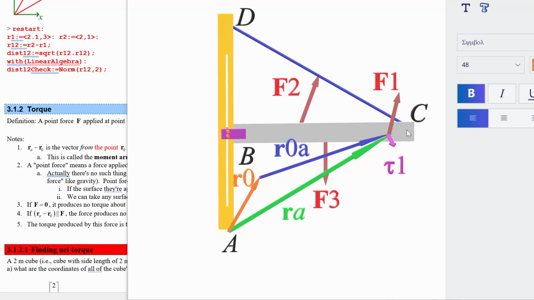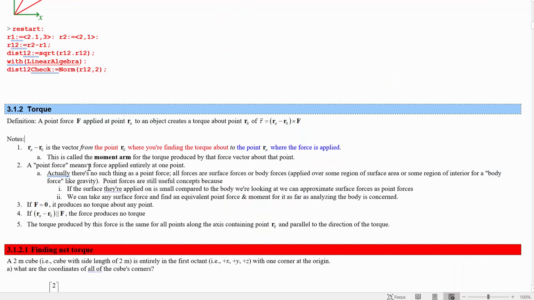What this means is that about this point, this force has a tendency to cause rotations in the direction that's out of the page. And using the right-hand rule again, that means counterclockwise. So this force tends to rotate things counterclockwise about that point. You can sort of visualize this too. This would be pulling things around that way, yeah? The torque that it creates depends on the point you're finding the torque about. Let's look at some points here.